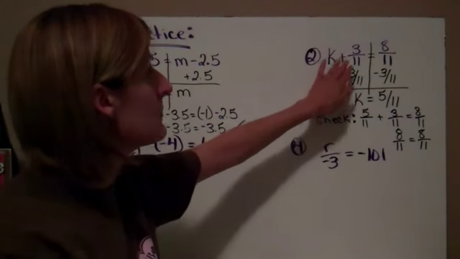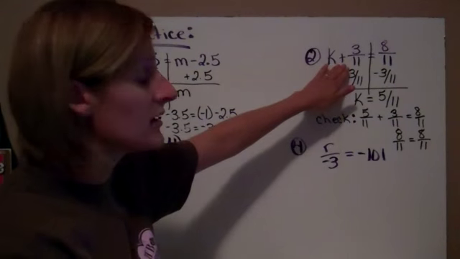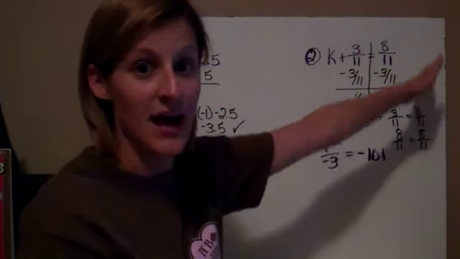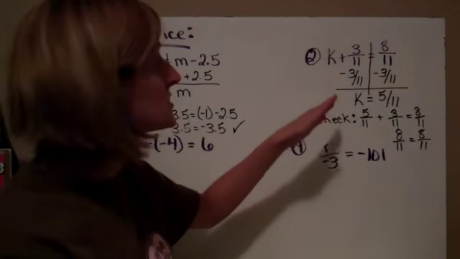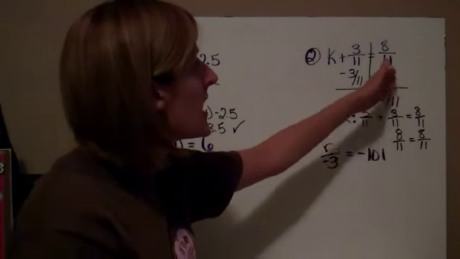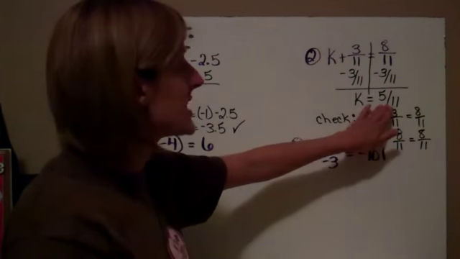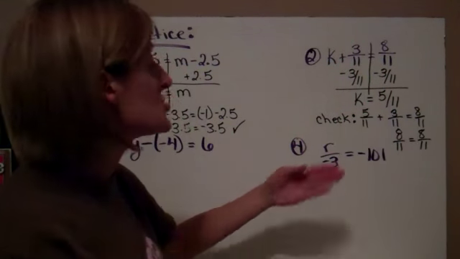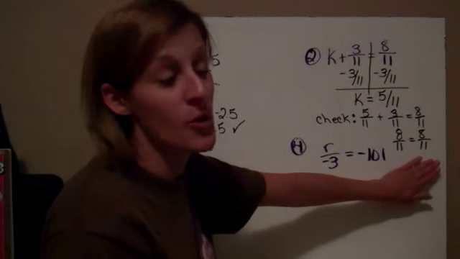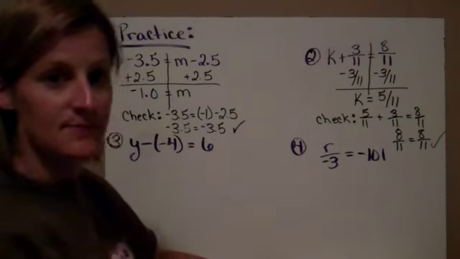This next one, k plus 3/11 equals 8/11. Well, to get rid of this 3/11, move it to the other side. I do the opposite, which is subtraction. So I subtract 3/11 on both sides. And 8/11 minus 3/11 is actually 5/11. Check my work, and you notice that both sides equal each other. So I'm good. It is correct.